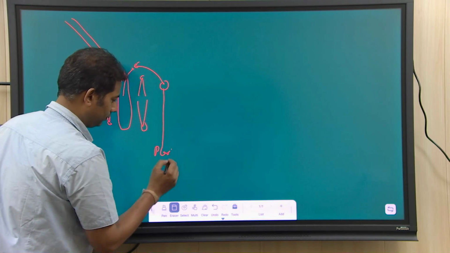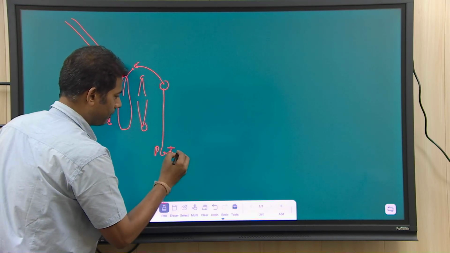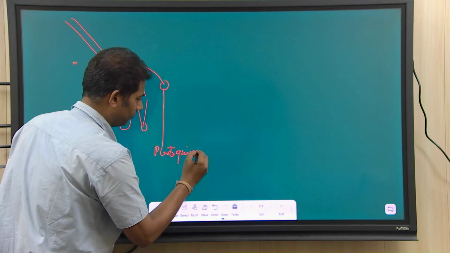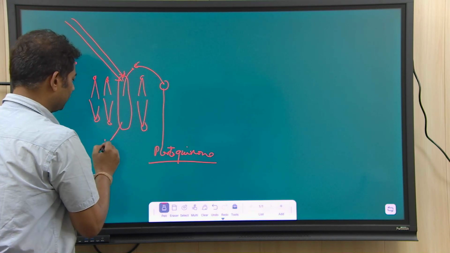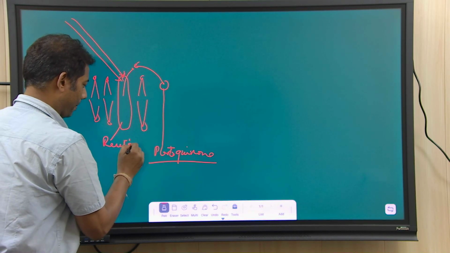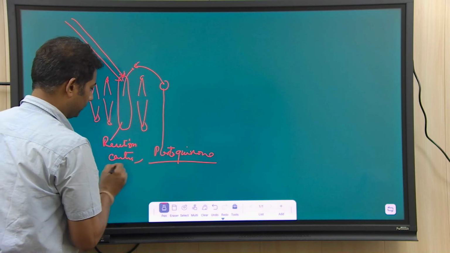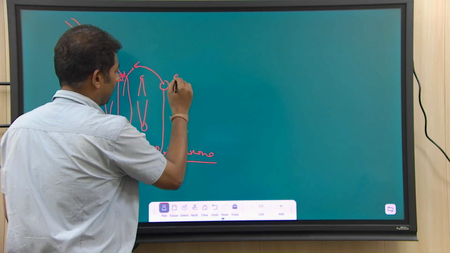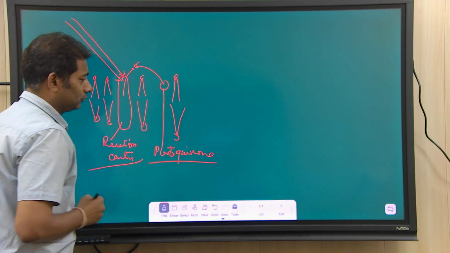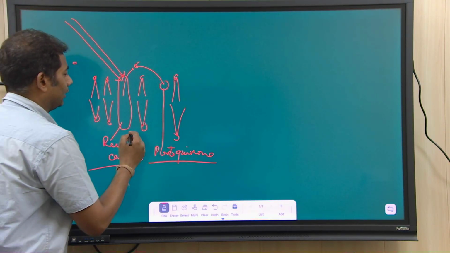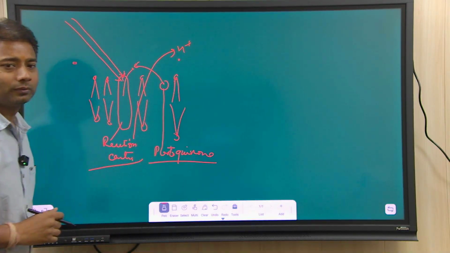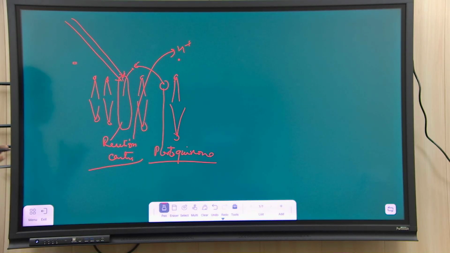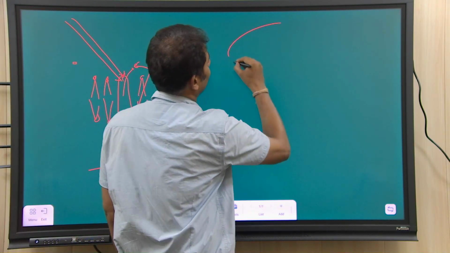That is plastoquinone. When the electrons moved from this reaction center to plastoquinone, the protons are moved from matrix to inner thylakoid membrane. I'm showing you.